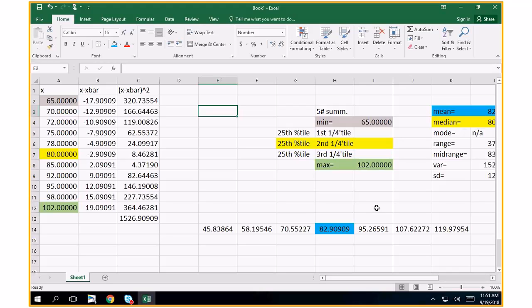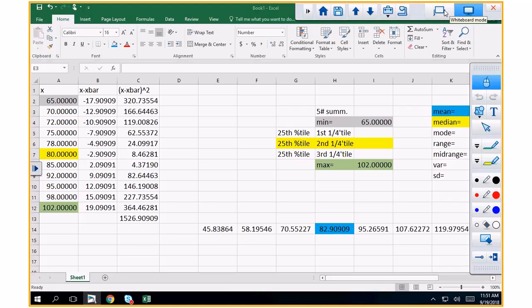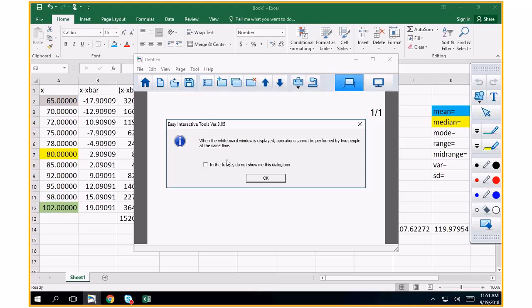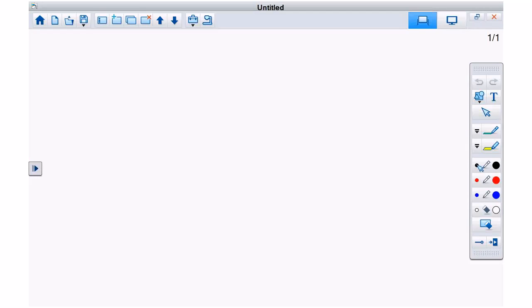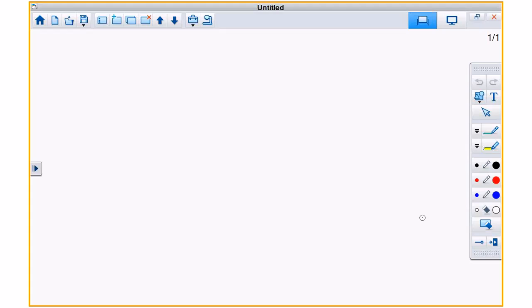Okay, now I'm going to jump off of this right quick and pull up my whiteboard, and we're going to talk about the 5-number summary. Before I go into the 5-number summary, we have to make sure we understand how to read the handy-dandy curve, because that's where the 5-number summary comes from.